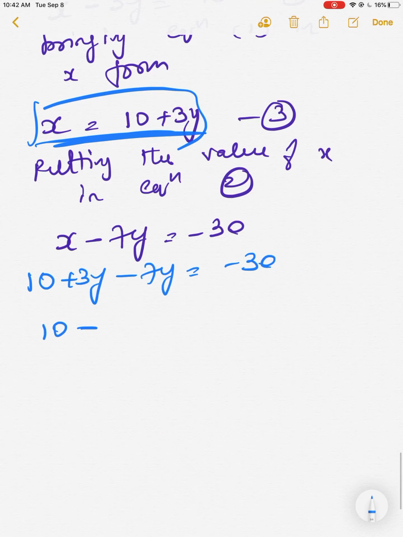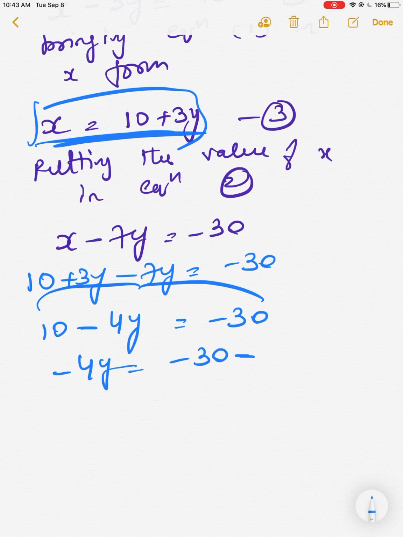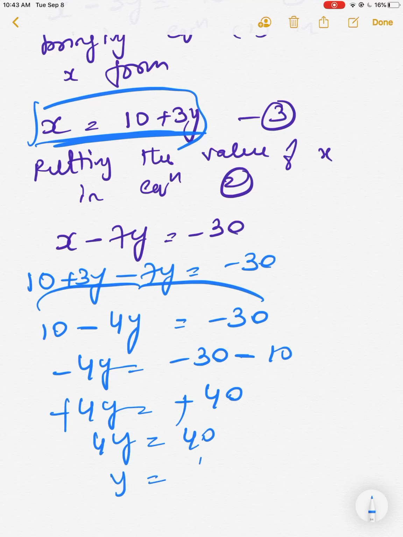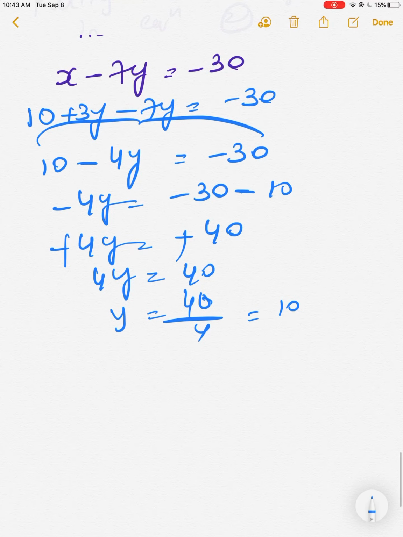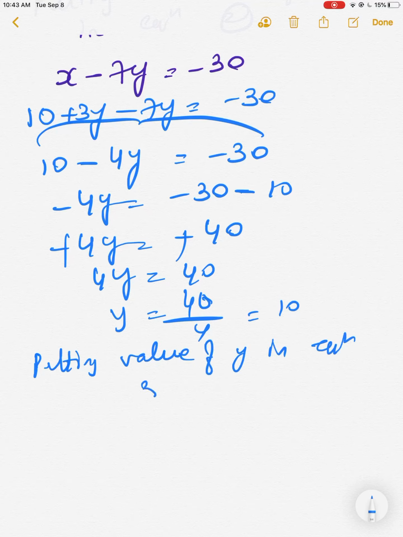10 minus 4y is equal to minus 30. Minus 4y is equal to minus 30, this 10 goes to the other side so minus 10. Minus 4y is equal to minus 40. Both sides have a minus sign, so they become plus. So y is equal to 40 upon 4, which is equal to 10. So now we are putting the value of y in equation 3.